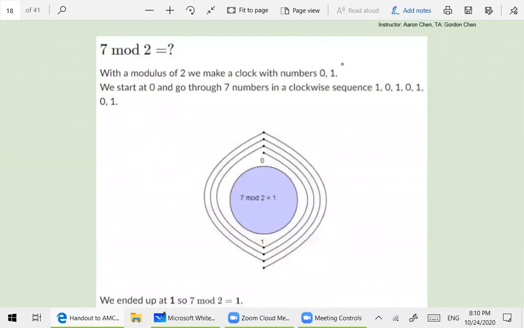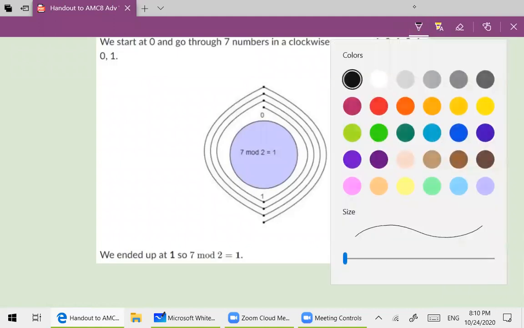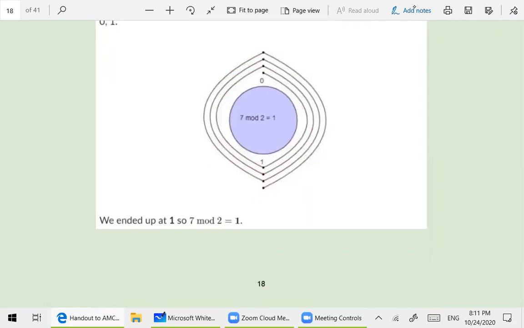An easy example is: what is 7 mod 2? You can look at it this way. 0 to 1, 1 to 2, 2 to 3, 3 to 4, 4 to 5, 5 to 6, and 6 to 7. And so 7 mod 2 is 1.